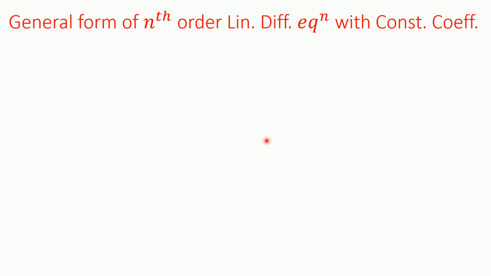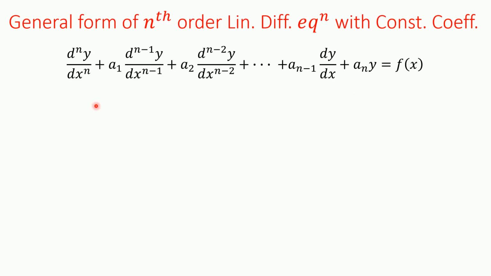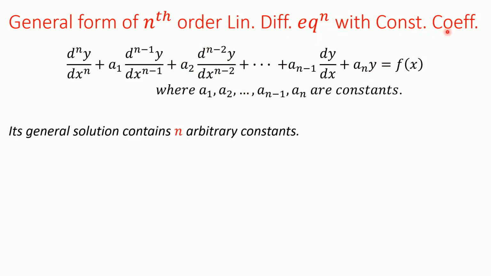So the general form of an nth order linear differential equation with constant coefficients is this: d^n y upon dx^n, the nth order derivative of y with respect to x, plus a1 times the (n-1)th order derivative of y with respect to x, and so on, plus a_n y is equal to f of x. Here all these a_i's are constants and therefore we call this a differential equation with constant coefficients, and its general solution contains exactly n arbitrary constants.